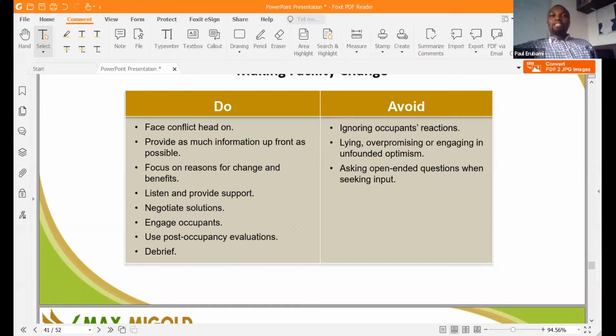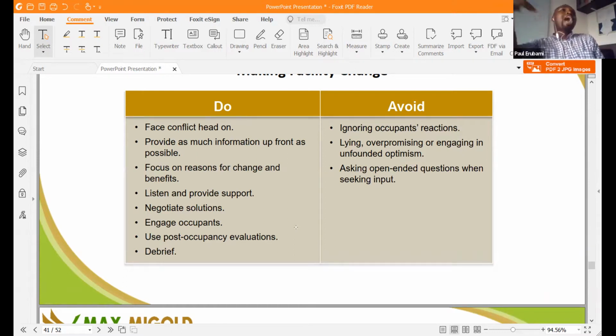Do not ask open-ended questions. It is not good. When you want to ask questions of a prospective occupant or facility user, you should ask your question within options. It doesn't make sense for a visitor to my house to be asked, what do you want to eat? That is one of the most ridiculous questions I have heard in my entire life.